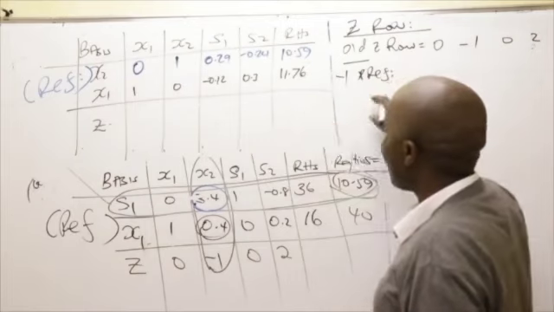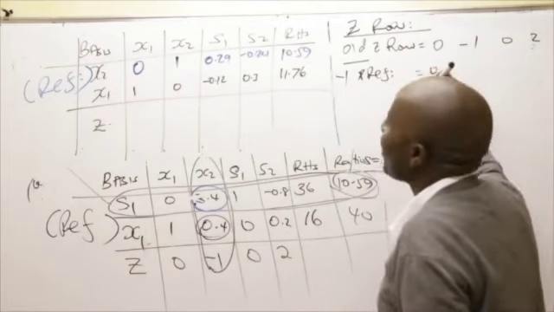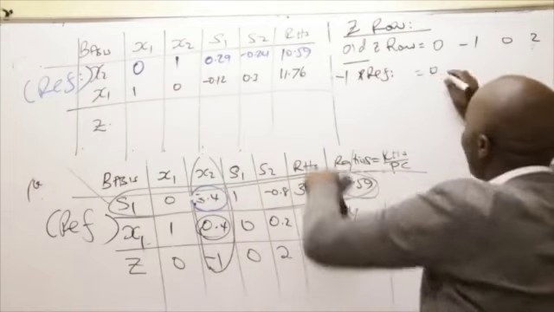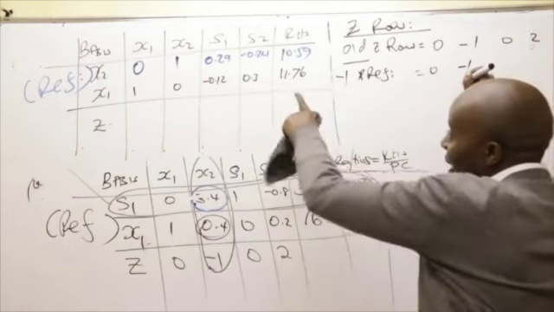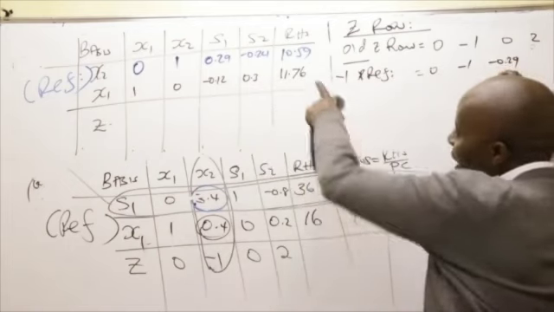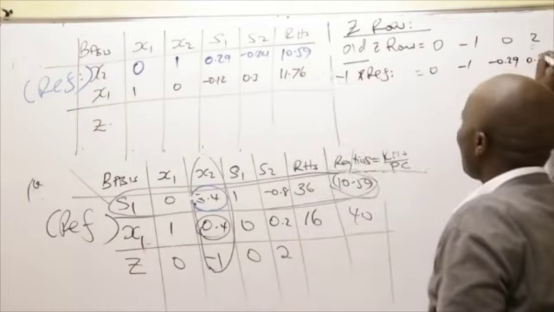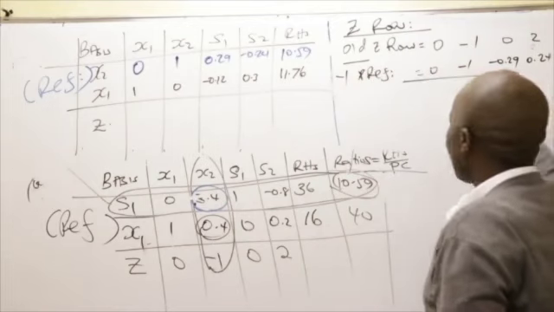So then what do we have? Minus 1 times that gives me 0. Minus 1 times 1 gives me minus 1. Then minus 1 times minus 0.29 gives us 0.29. And then minus 1 times that gives us 0.24. For the Z row, we are not interested in the right-hand side values.